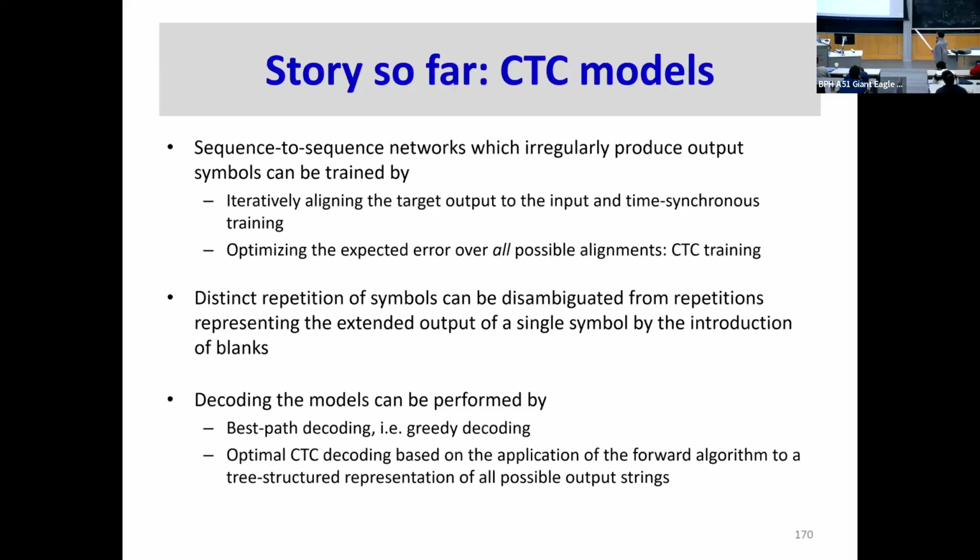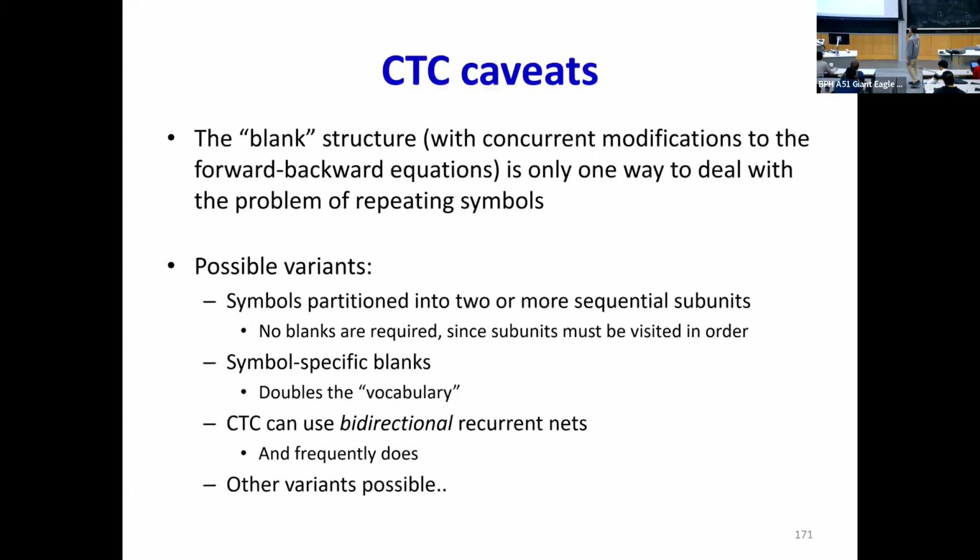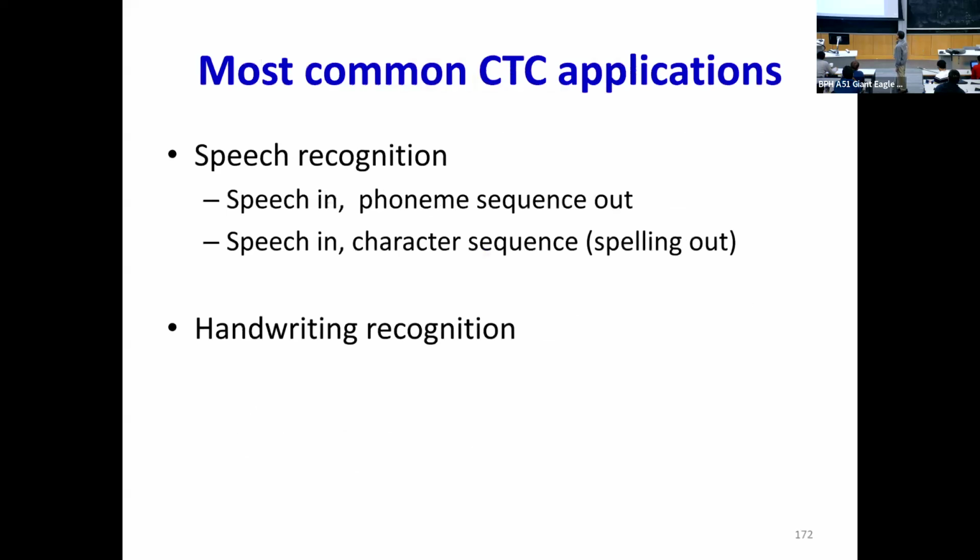But here's the thing. CTC models are sequence-to-sequence networks which irregularly produce outputs. They can be trained by iteratively aligning the target output to the input in time-synchronous training, or by optimizing the expected divergence over all possible alignments. Distinct repetitions of symbols can be disambiguated through the introduction of blanks, and decoding can be performed by greedy best path decoding or through beam search, right? And so there are multiple ways of dealing with the repetition problem. Blank is just one. I'll skip that, and we'll go on.